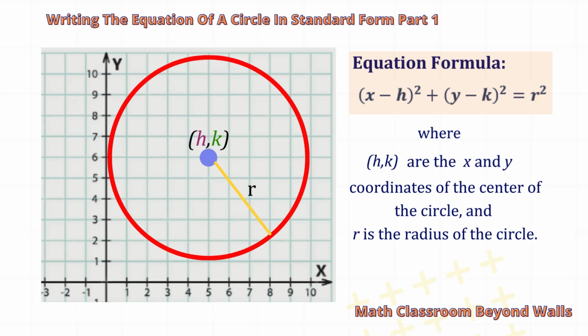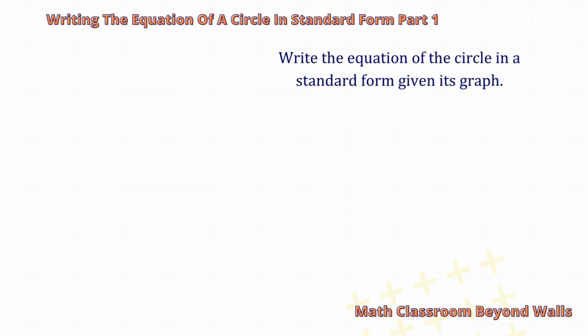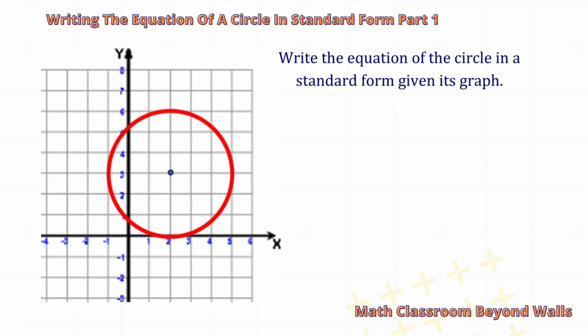Okay, let us work on this example so you will learn how to write the equation of a circle in standard form. Here is the problem. Write the equation of the circle in standard form given its graph. Remember that we must know the center (h, k) and the radius r of the circle to be able to write the equation in standard form. Let us examine the circle and locate its center.